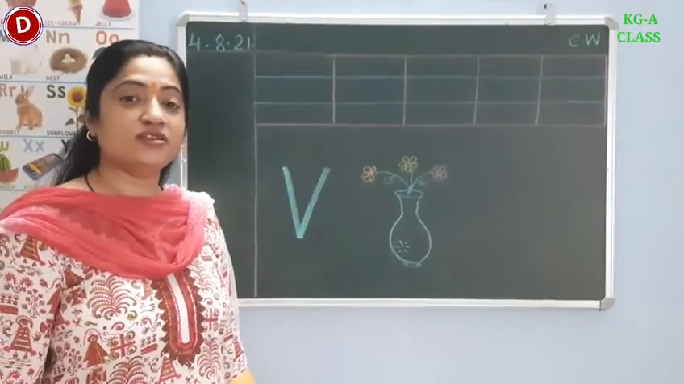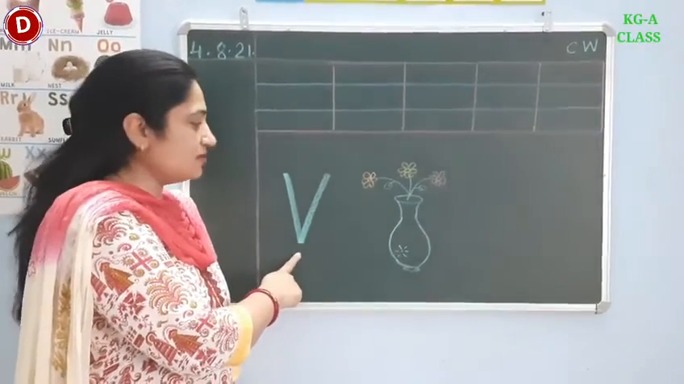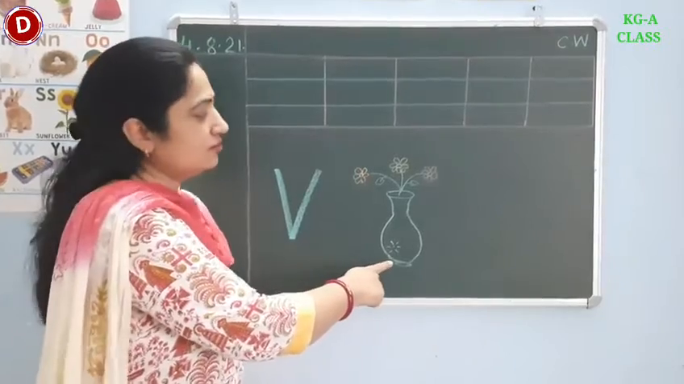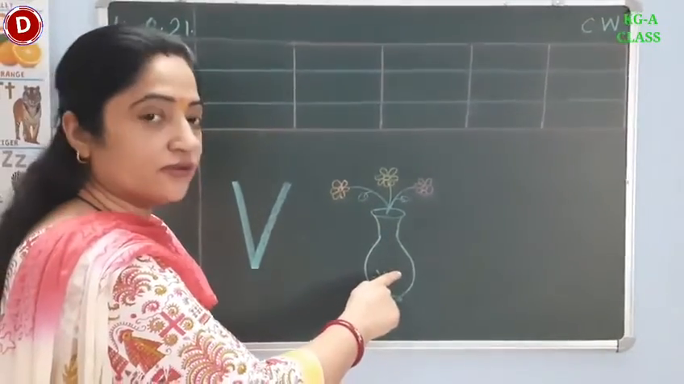Children, today I will teach you to write capital V. Look here, children. This is capital V and V for vase. The thing which is holding the flowers is known as vase.